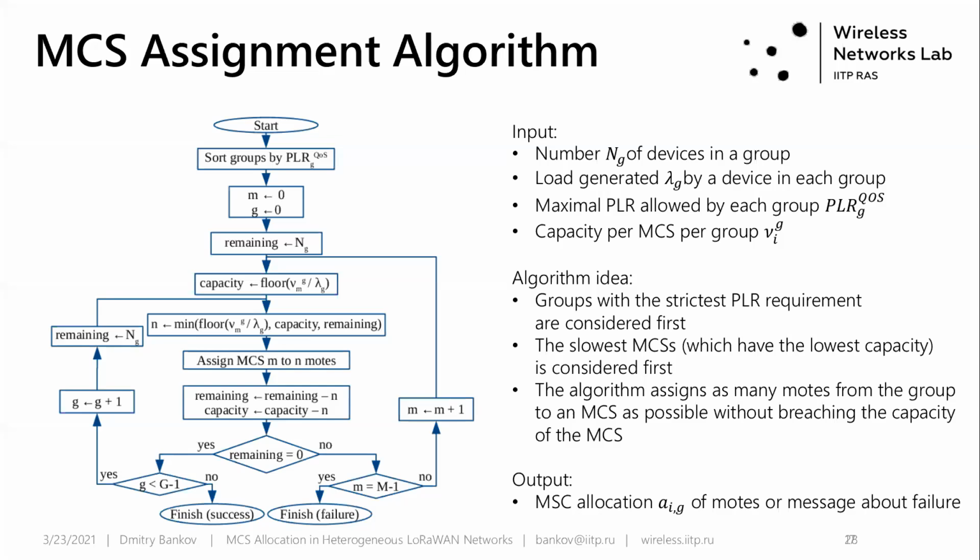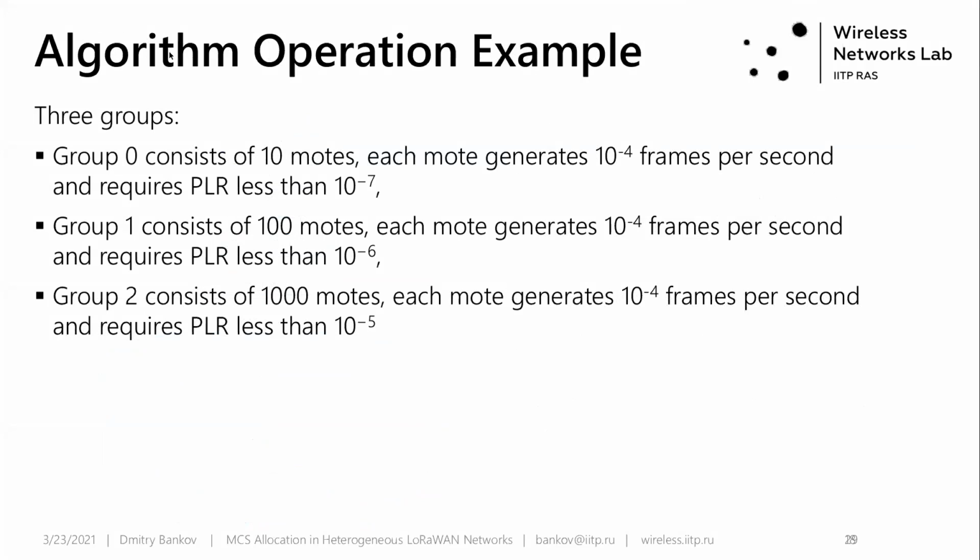To make it easier to understand, let me consider the following example. We have 3 groups of devices. One group consists of 10 nodes. The smallest group, each node generates 10⁻⁴ frames per second, and they require PLR less than 10⁻⁷. So we have a very small group which has very strict PLR requirements. We have group 1, which consists of 100 nodes, which require PLR less than 10⁻⁶, and group 2, which consists of 1,000 nodes, which require PLR less than 10⁻⁵.